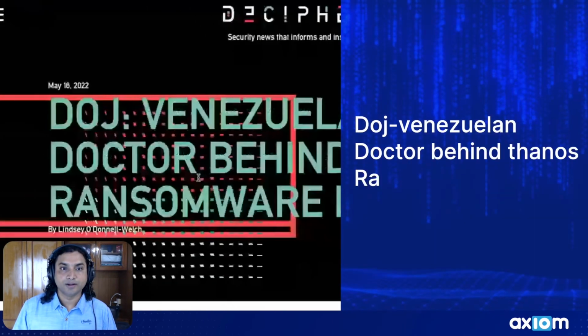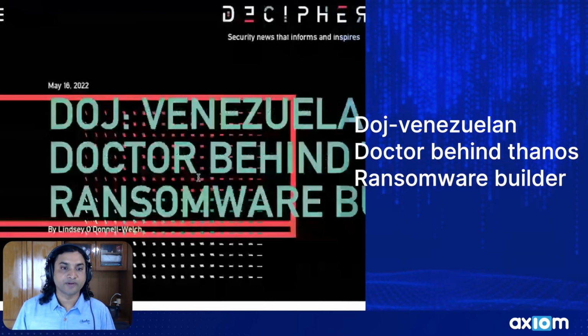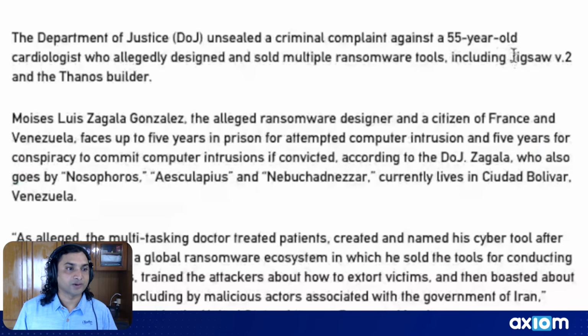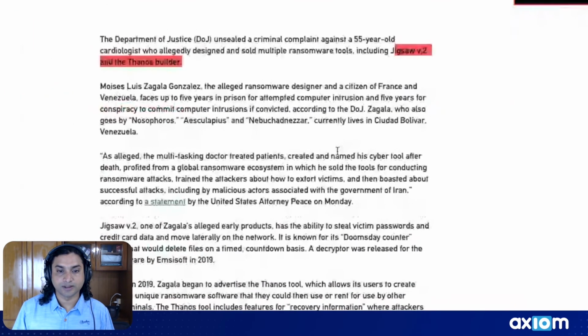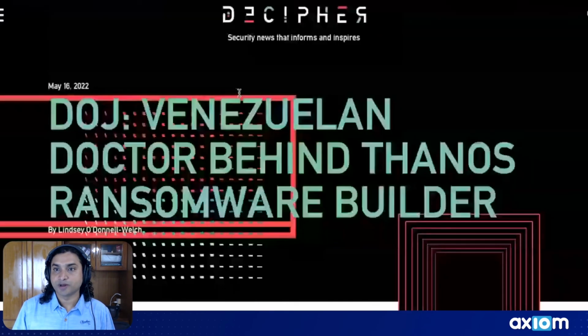Then there's a very interesting story of how a 55-year-old cardiologist started selling ransomware tools as a side gig. They included Jigsaw and Thanos Builder. These are two types of ransomware toolkits that you can basically use to launch ransomware. He was basically multitasking. He was targeting his patients and advising the dark web actors on how to make them a victim easily. So it's very interesting how non-techies can actually leverage the dark web and affect drastically.